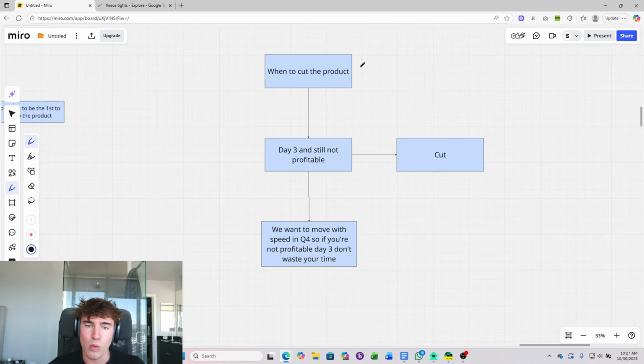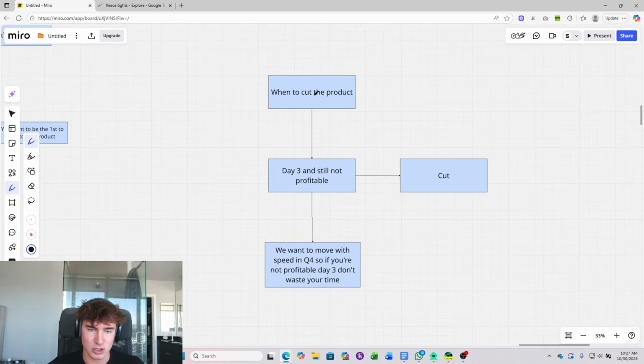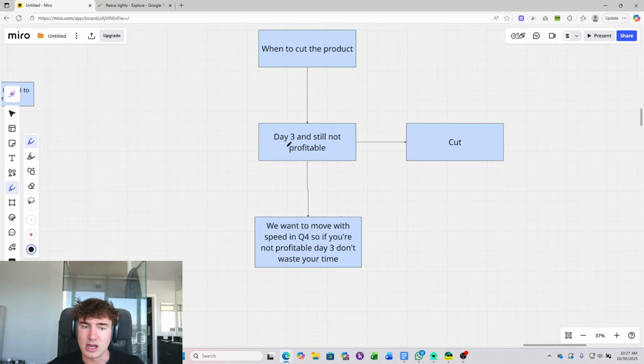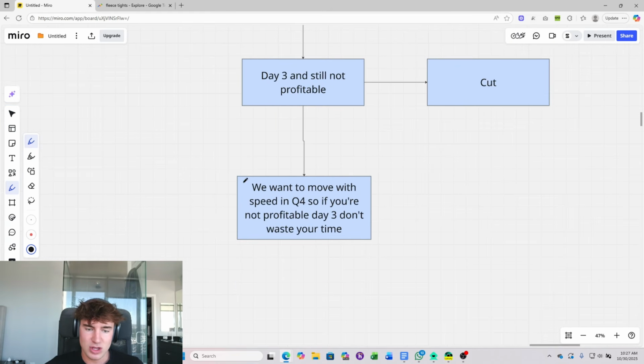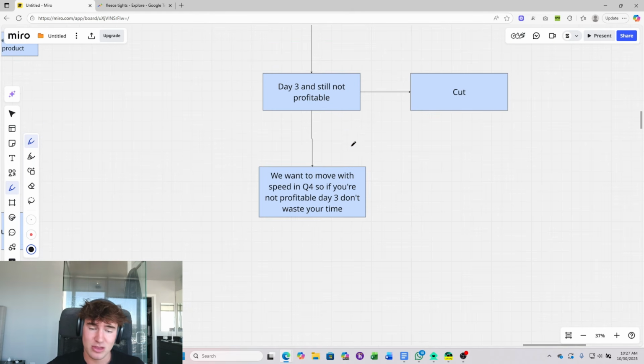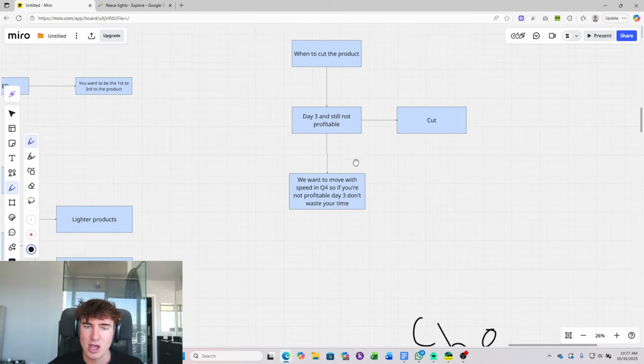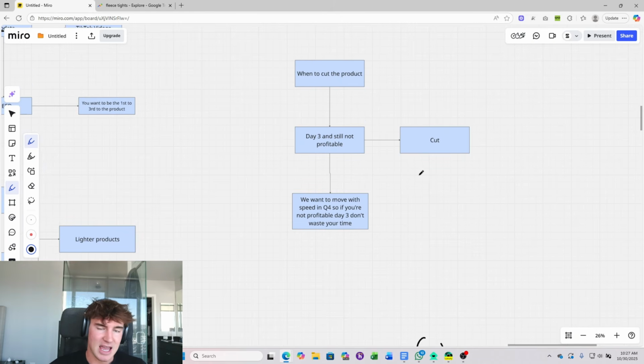Now we'll get into when to cut a product. This is super important. If it is day 3 and it's still not profitable, cut it, right? Cut it instantly. Why we want to do this is because we want to move with speed in Q4. So if you're not profitable by day 3, just don't waste your time with that product. Just move on. Don't spend days, weeks trying to fix this product, trying to make it profitable.